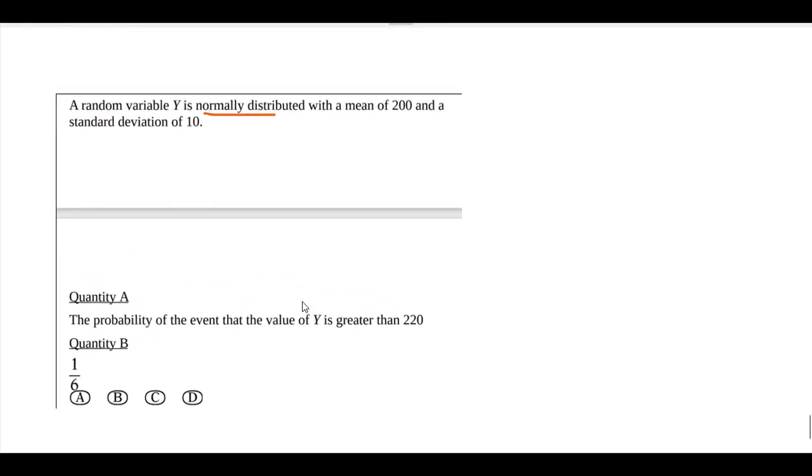Okay, so I think the best thing to do over here is probably to sketch things out. So I'm going to draw this little bell curve. Even though it's not perfect, you guys get the idea. Right in the center, it's the mean. What does this say? The mean is 200. Okay, the mean is 200.